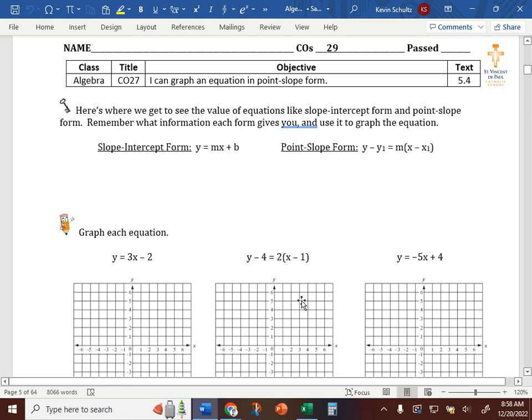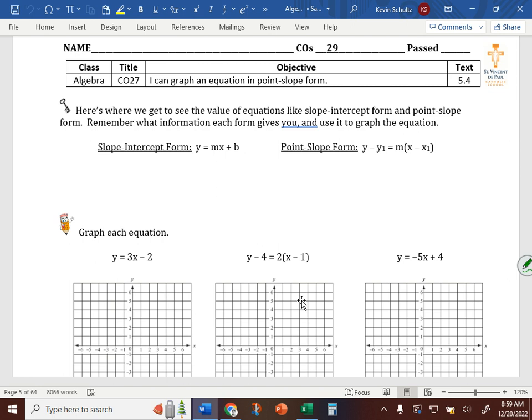Hey, Algebra, we are going over CO27, graphing an equation in point-slope form. As long as we're graphing, we might as well take this opportunity to review slope-intercept form as well, okay? Because both forms give us valuable information about what the graph of the line is going to look like. Different information, but valuable nonetheless, okay?